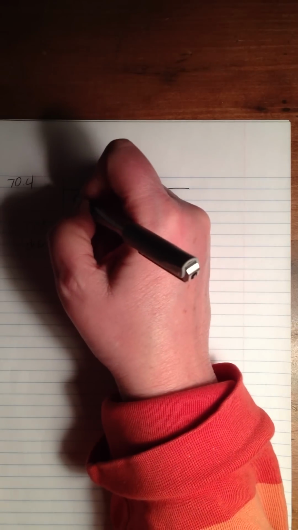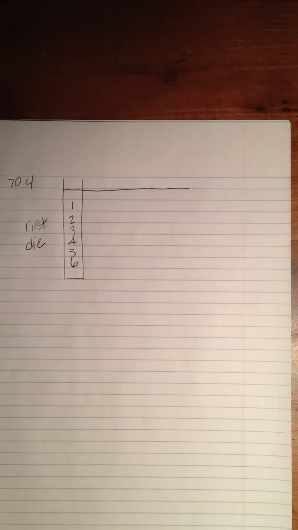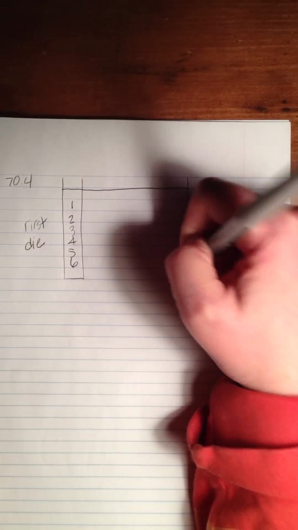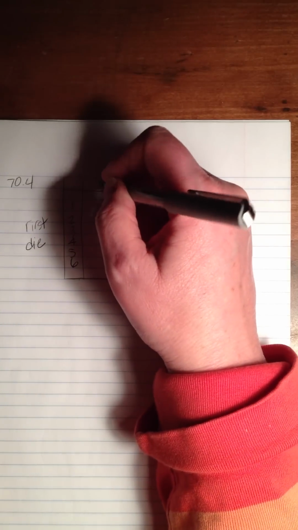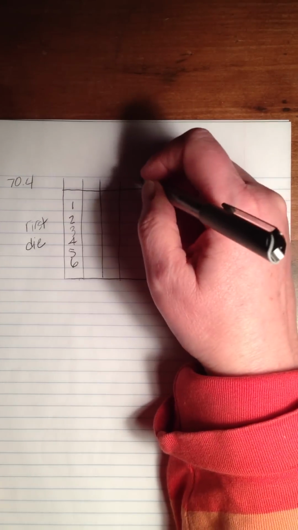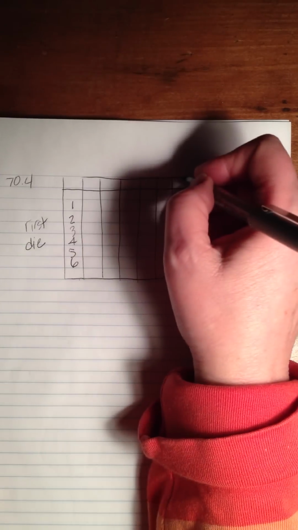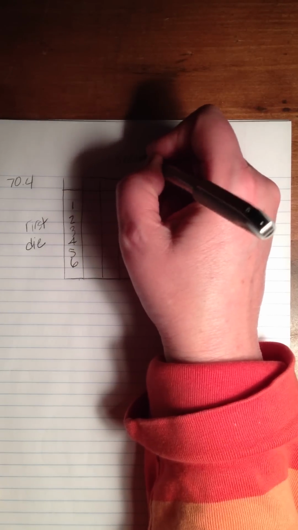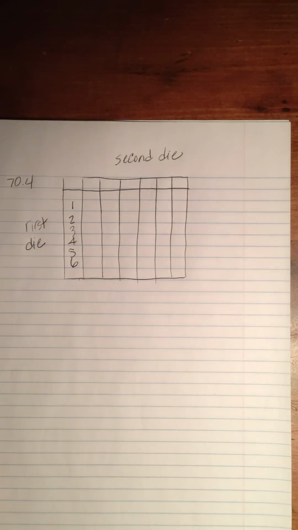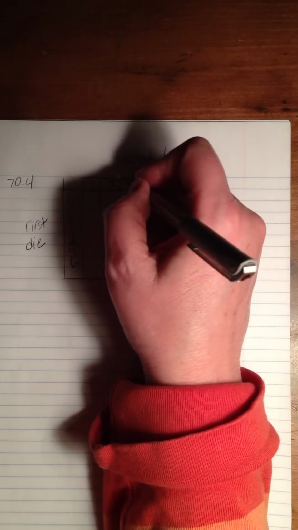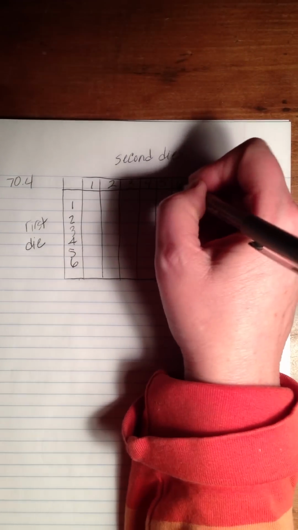Because on the first die, we could get a 1, or a 2, or a 3, or a 4, or a 5, or a 6, right? But also, on the second die, now I have to make all the columns, just a second. We have the same situation up here on the second die. We could get a 1, or a 2, or a 3, or a 4, or a 5, or a 6.